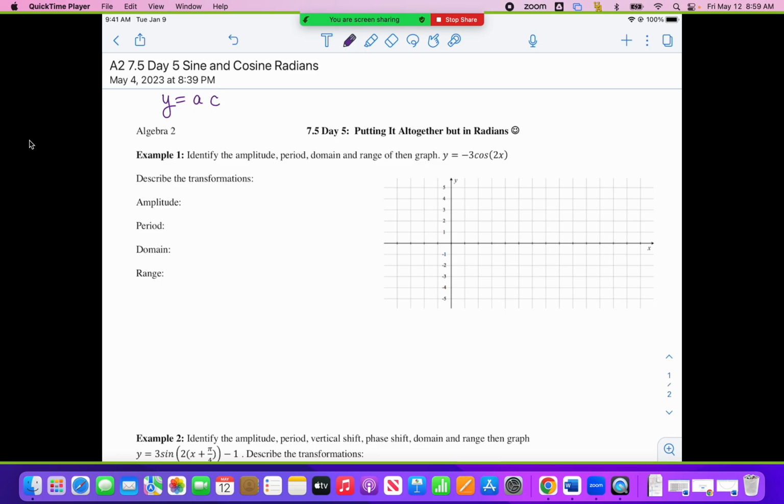Oh, we'll do cosine this time. The amplitude is the absolute value of A. When you're in radians, the period is 2 pi divided by B. I'm going to abbreviate phase shift as H, vertical shift as K.